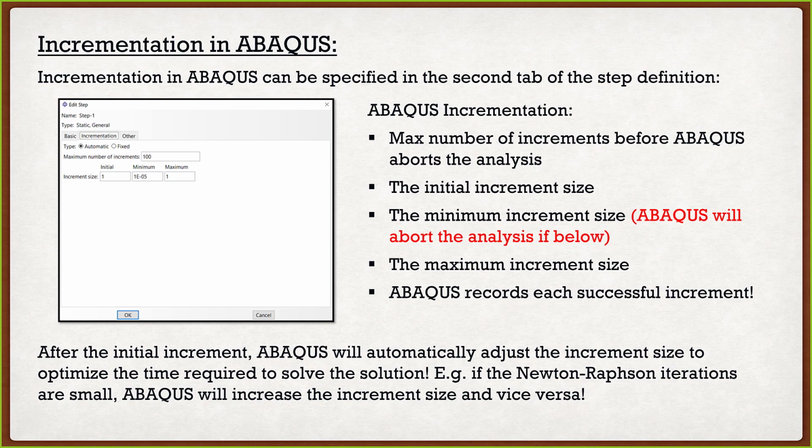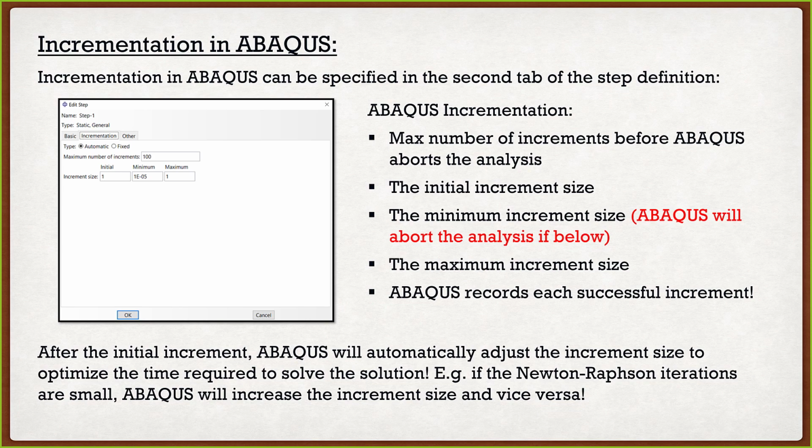Now, after the initial increment, so if we look here, we have an initial increment, and then we have basically a maximum and minimum increment. We don't actually specify what's happening in between. What ABAQUS does in between, I've kind of already talked about, is it has basically an automatic solver. So if I'm doing, let's say, three increments and there's no problem, ABAQUS is automatically going to increase that increment size, or vice versa. If I have an increment and ABAQUS diverges, then it's automatically going to decrease the increment size to try and optimize this step time. We don't want to be around here forever, basically.